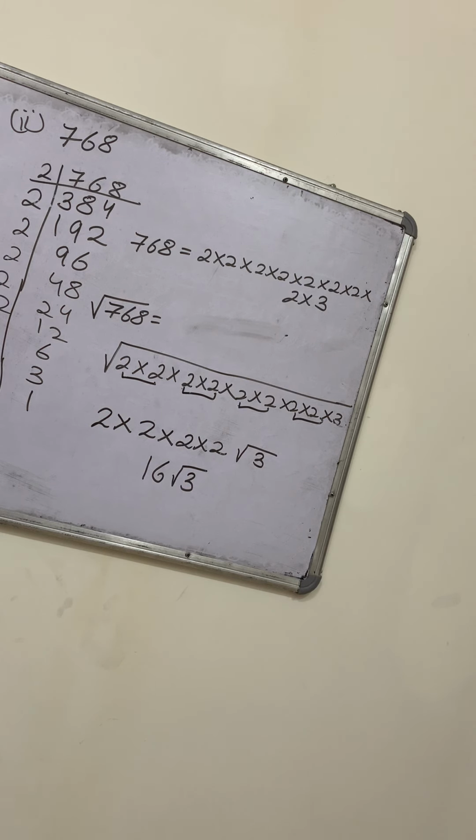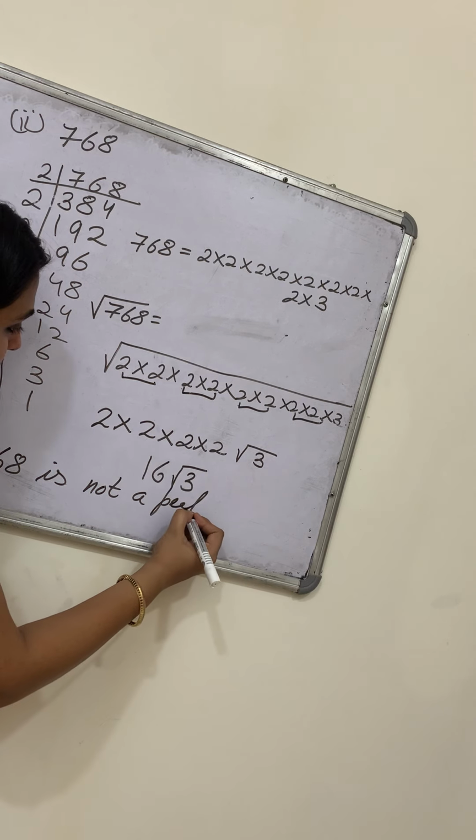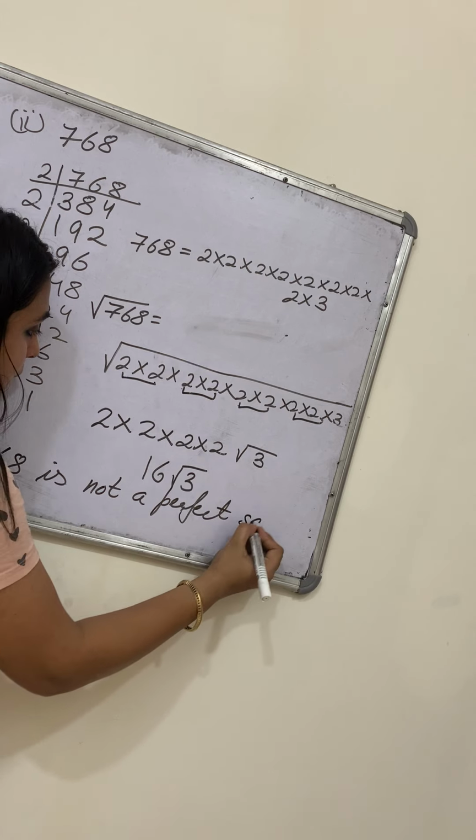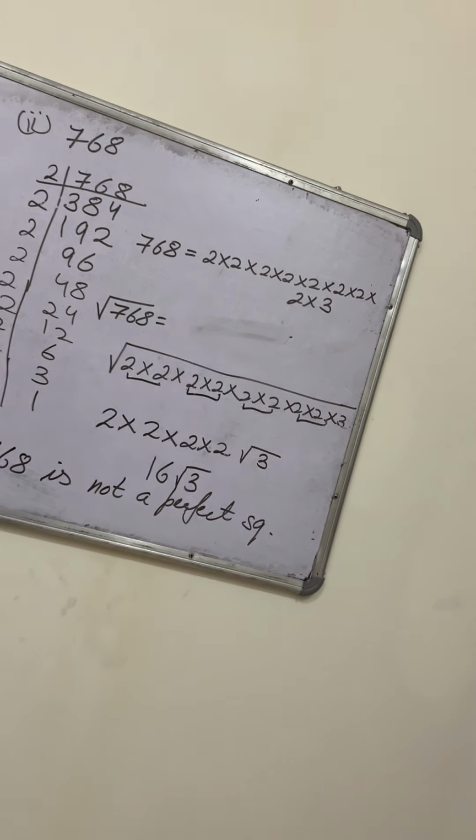So now for 768 we don't get the perfect answer. The answer is coming in root only. The root sign has not gone away. So we are not getting the perfect answer. That means 768 is not a perfect square.